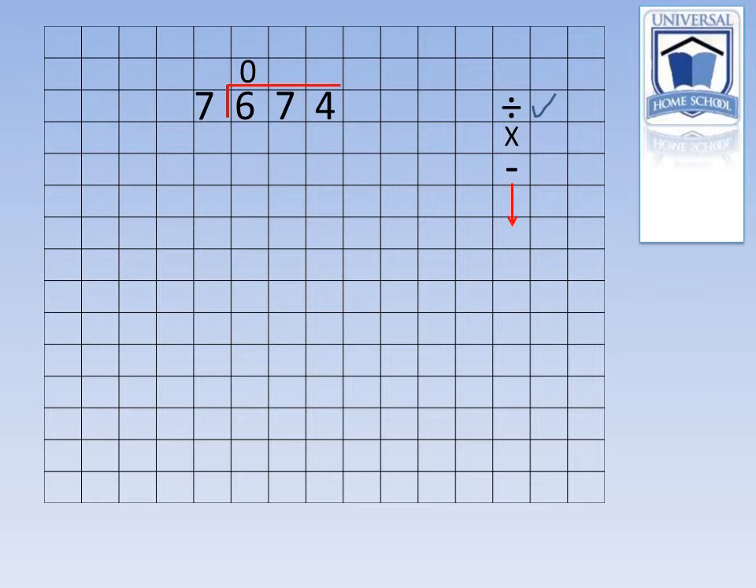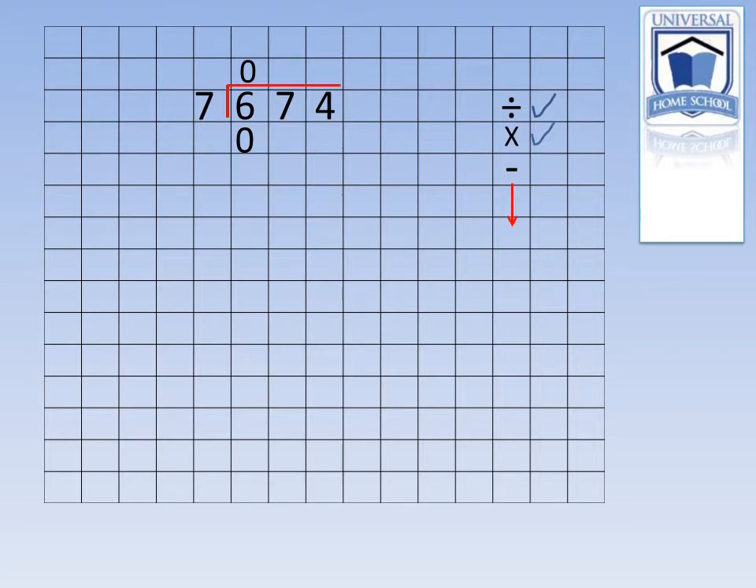Now we're going to go to the second step, which is multiply. So 0 times 7 equals 0. Anything multiplied by 0 equals 0. Even if it's 5,462,223.56 multiplied by 0 is going to equal 0. Okay? Right, so that's the multiplying done.